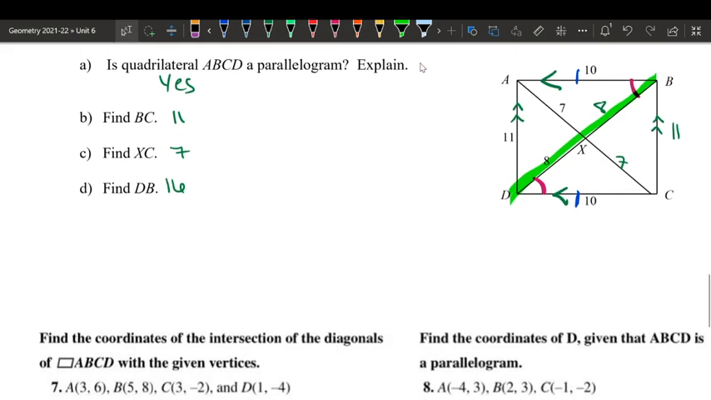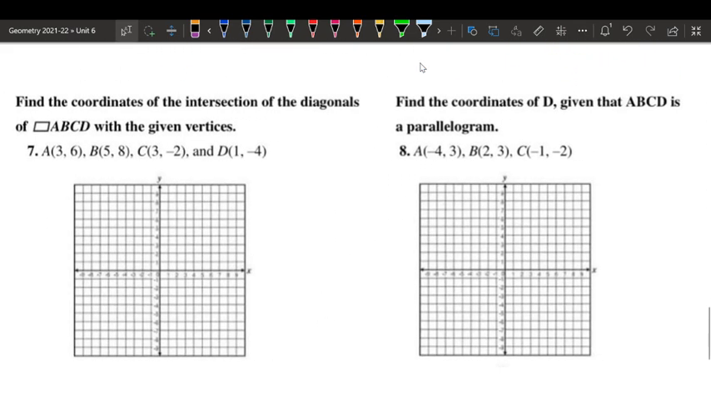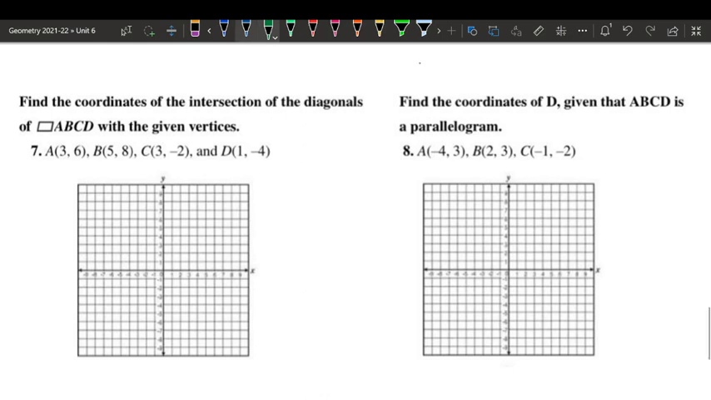All right, so then the last little bit is plotting the figures. We have, find the coordinates of the intersection of the diagonals. A is at 3, 6. B is at 5, 8. C is at 3, -2, and D is at 1, -4. All right. So this is the parallelogram. Whoa, that's terrible.